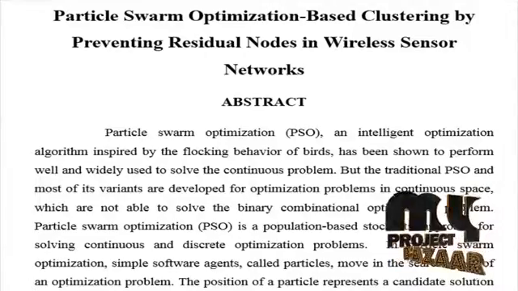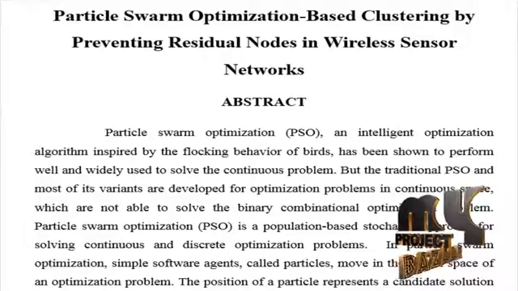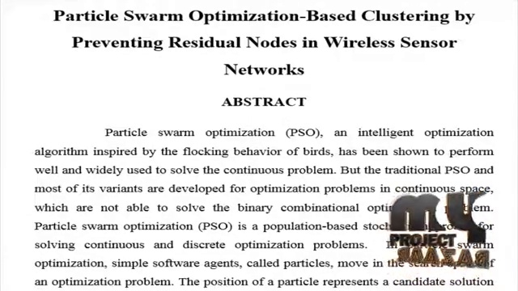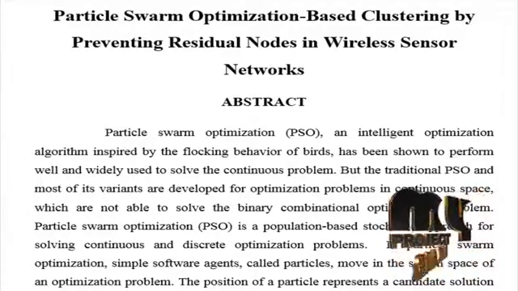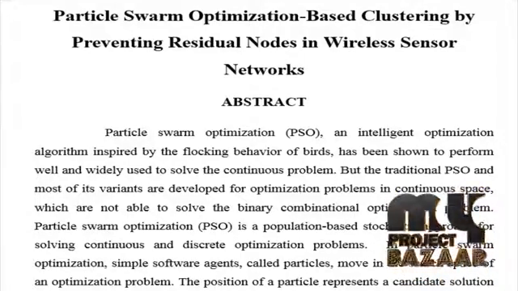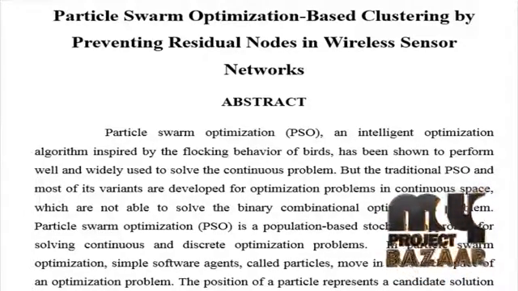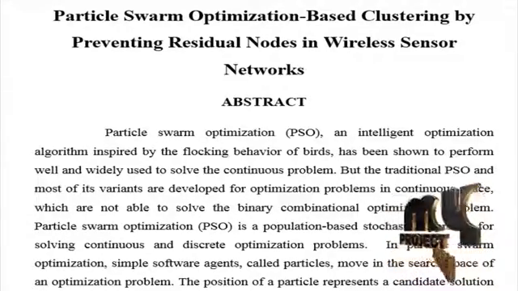Particle Swarm Optimization is a population-based stochastic approach for solving continuous and discrete optimization problems. In particle swarm optimization, simple software agents called particles move in the search space of an optimization problem. The position of a particle represents a candidate solution to the optimization problem at hand. Each particle searches for a better position in the search space by changing its velocity according to rules originally inspired by behavioral models of bird flocking. Particle swarm optimization belongs to the class of swarm intelligence techniques that are used to solve optimization problems.